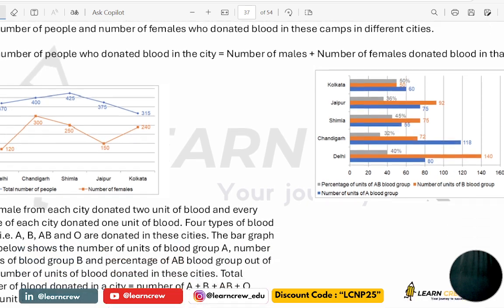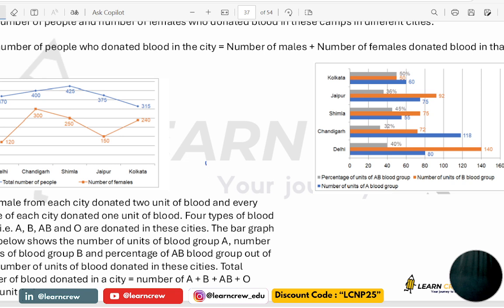Different colors are given. Okay, first, second, and third. Now, every male from each city donated 2 units of blood, and every female of each city donated 1 unit of blood. 4 types of blood groups A, B, O are donated. The bar graph given below shows number of units of blood group A, number of units of blood group B, and the percentage of AB blood group out of total number of units of blood donated in these cities. Total number of blood donated in city is this sum. Okay. Now please see here. What is the value you are going to get here? So thereby I am taking a table. Thereby it will be easy for me.